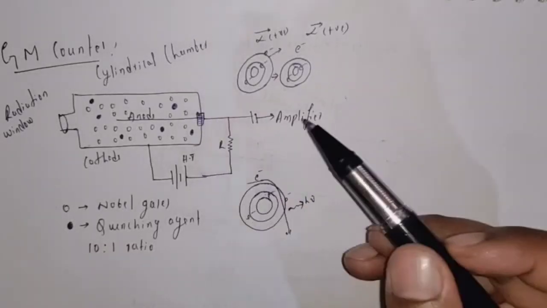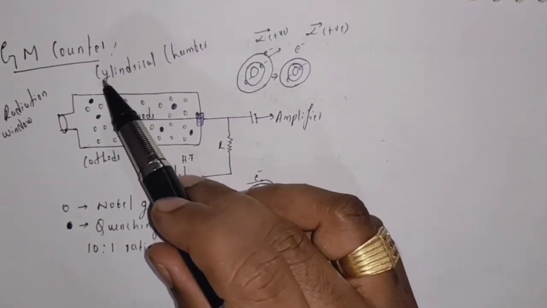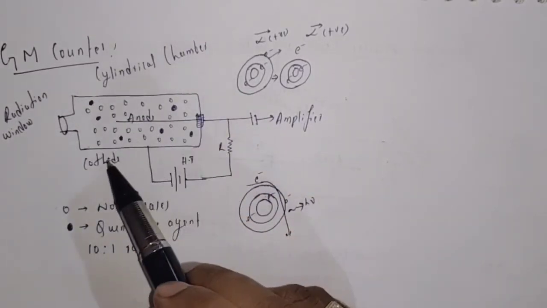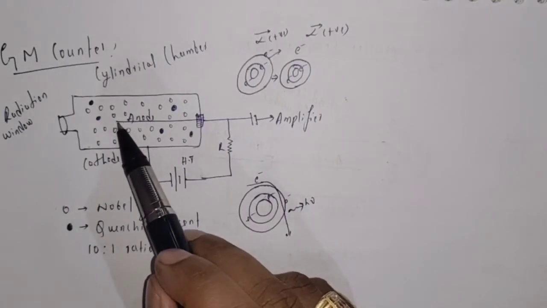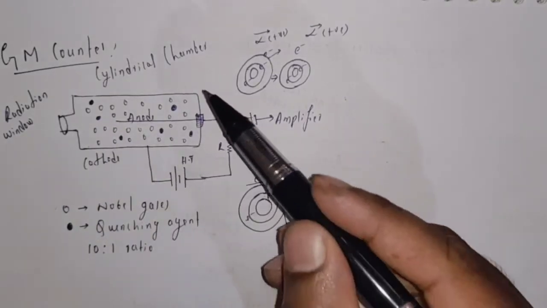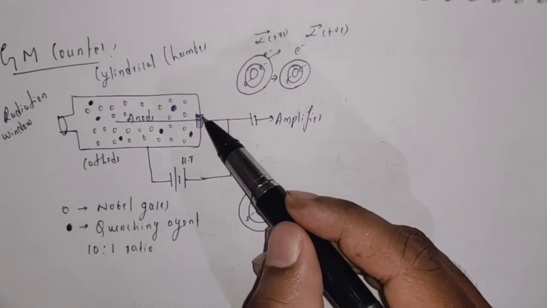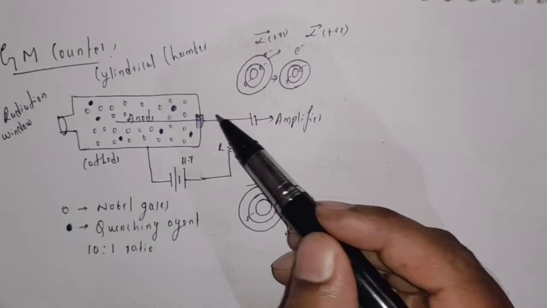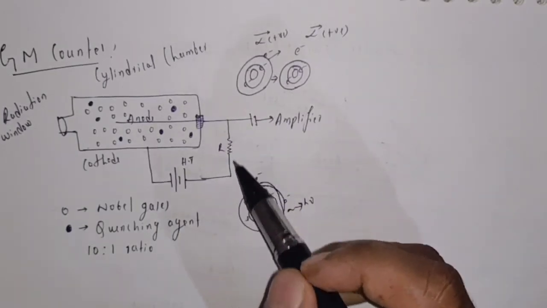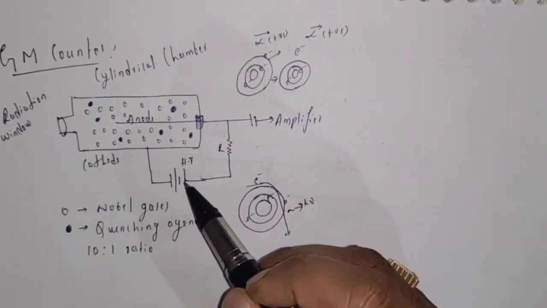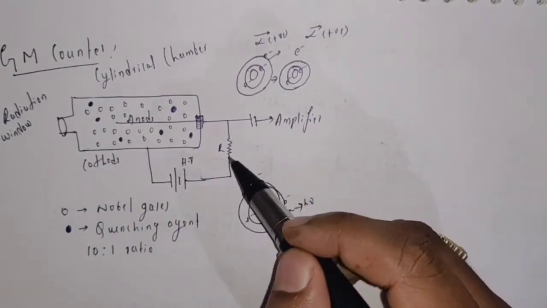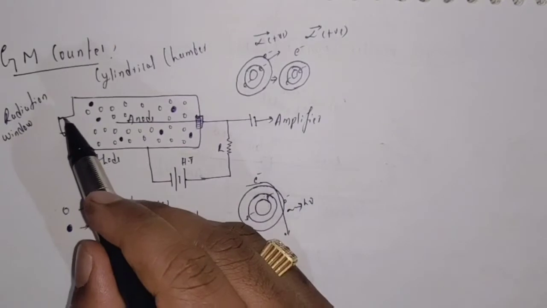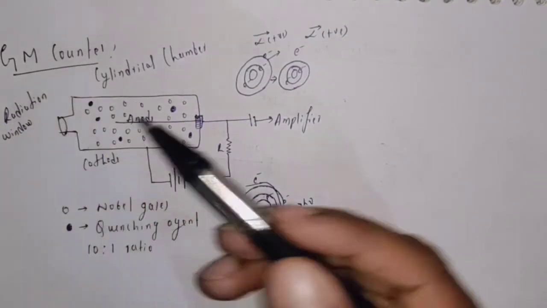In the last video we discussed the construction of the GM counter. It consists of a cylindrical chamber which acts as a cathode, and at the center an anode wire is placed. At the point of contact of anode and cathode it is well insulated. Further, this anode and cathode are connected to the high tension battery, and these two are connected to the amplifier. It also has a radiation window.